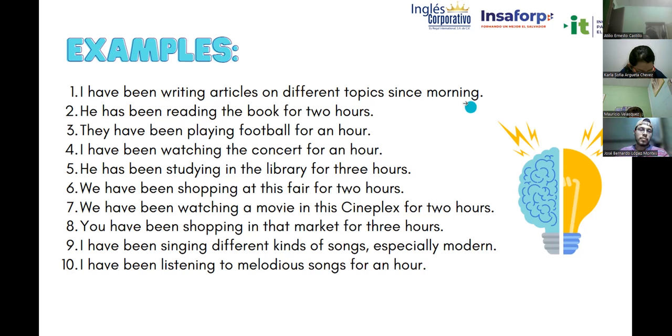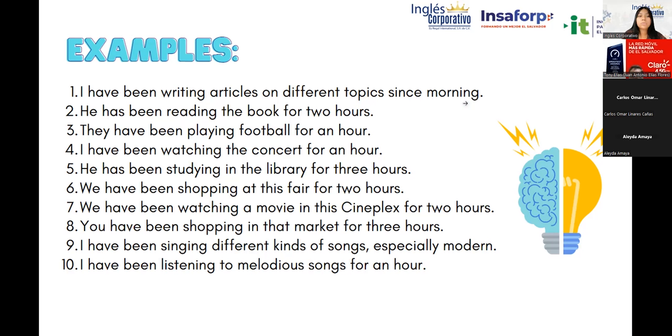I have been writing articles on different topics since morning. He has been reading the book for 2 hours. They have been playing football for an hour. I have been watching the concert for an hour. He has been studying in the library for 3 hours. We have been shopping at this fair for 2 hours.